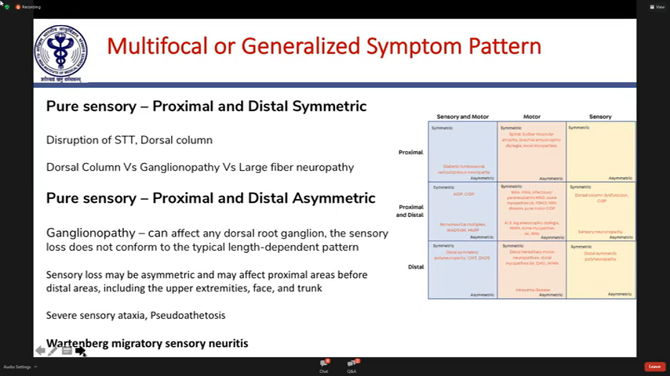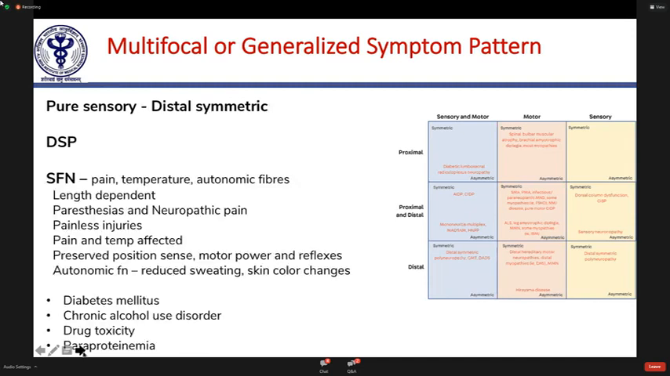The ganglionopathy is the one we discussed which can have a proximal sensory loss, facial sensory loss, asymmetry, severe sensory ataxia, and pseudoathetosis. And there's an entity called Wartenberg migratory sensory neuritis. I have not seen it, but this is supposed to be an autoimmune condition where you get migratory sensory neuropathies. Then there's the entity of a pure sensory distal symmetric neuropathy. It's classically a distal small fiber neuropathy, distal sensory polyneuropathy and small fiber neuropathies.